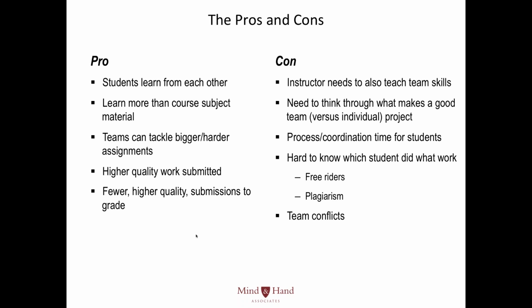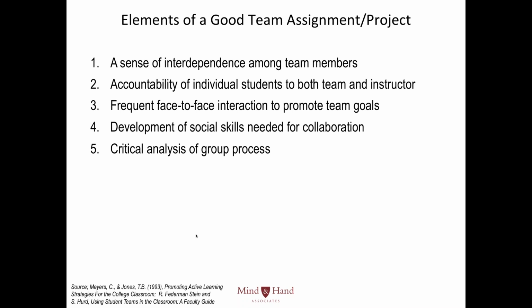Some of the elements of a good team assignment or project: the first one is interdependence. If the students can do it by themselves, there's no reason to have it as a team. So think about the different components of it. Is it something that one person could do if they had a certain amount of time, or is it something where there is a lot of interdependence with skills, with timing, with access, with all of those kinds of things?